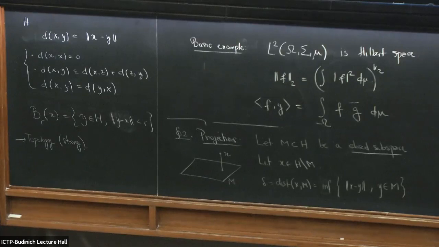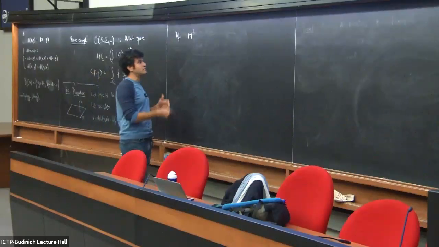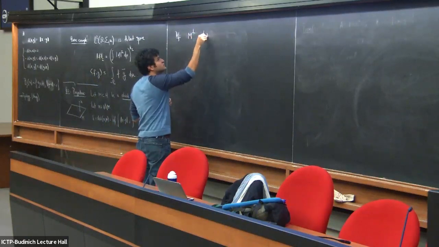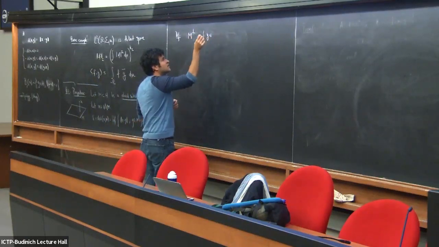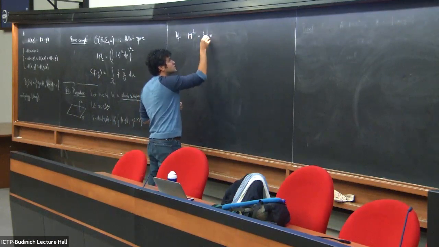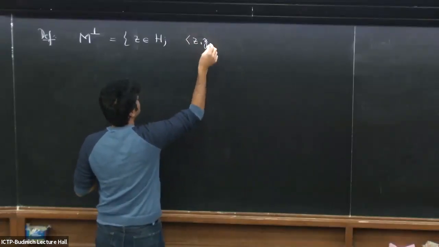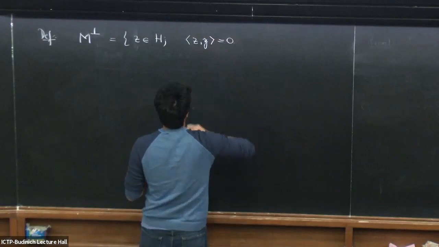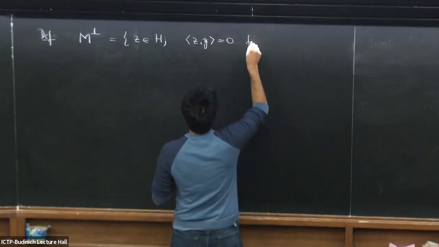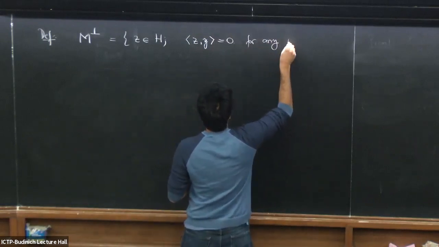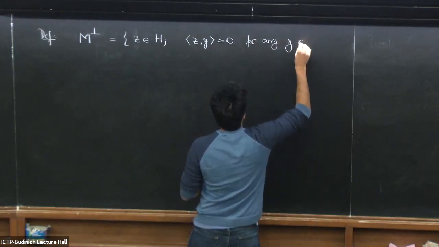But before I go in that direction, let me define this other subspace. So let's define the subspace that we're going to call M perpendicular, to be the points, let's call the points z in the Hilbert space, such that z is orthogonal to y, for any y in M.